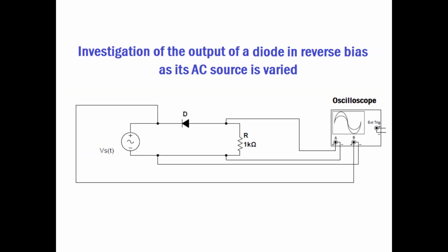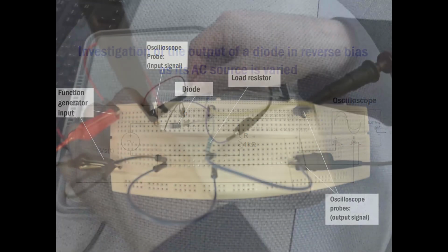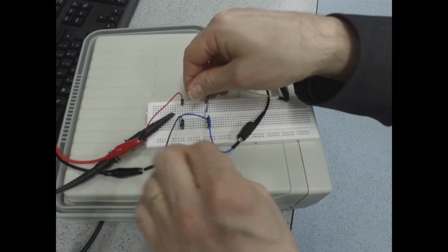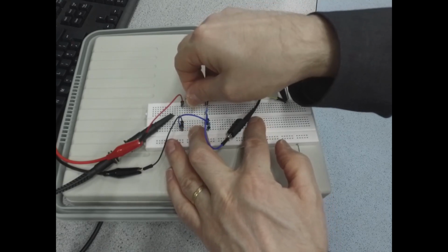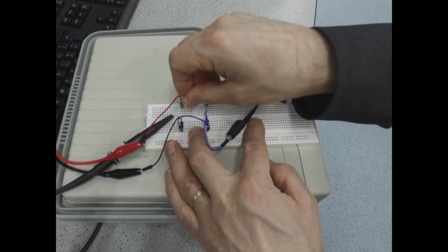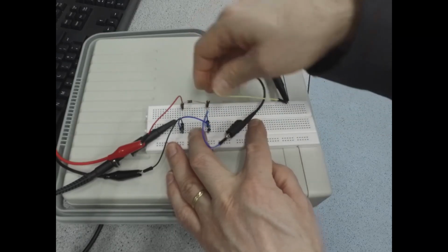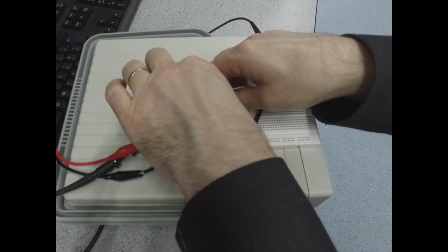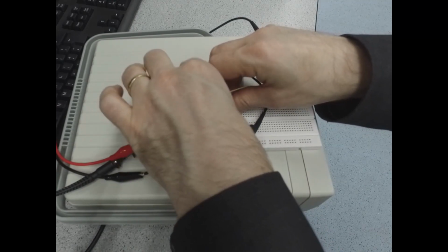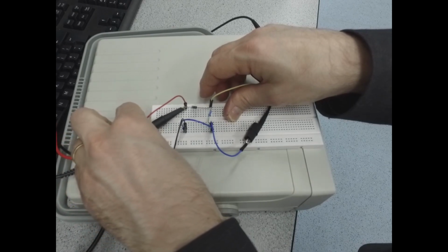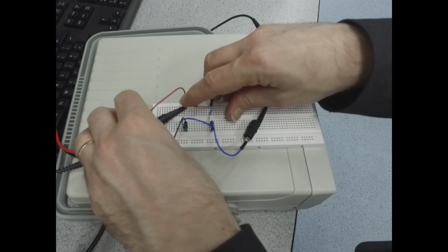Okay, so the next thing we can do is actually look at the operation if that diode is reversed. So basically, I'll just briefly disconnect the oscilloscope on the input of the diode. I'm just going to flip that diode around in the breadboard. Make sure to get a good connection. Reapply the oscilloscope probe. Nothing else in the circuit has changed.